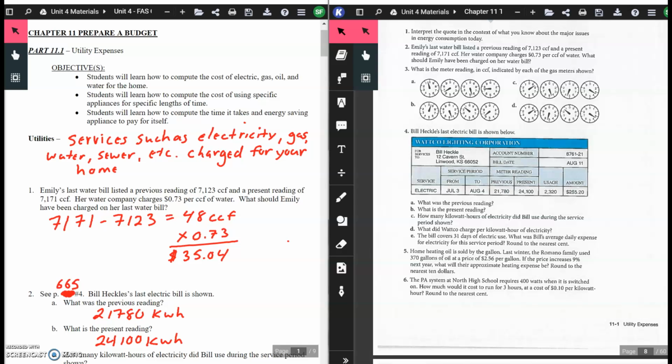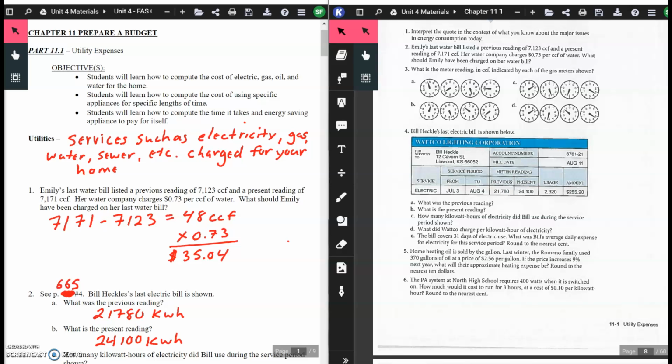Alright, section 11.1, which is the first section of preparing a budget on utility expenses. Utilities are services such as electricity, gas, water, sewer, etc. that are charged to you for use in your home.